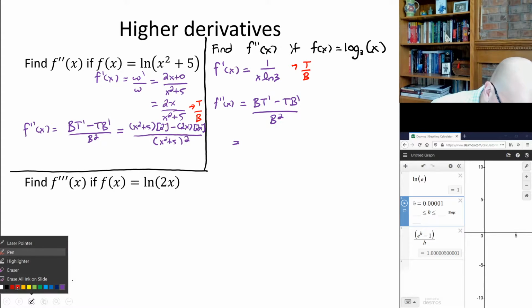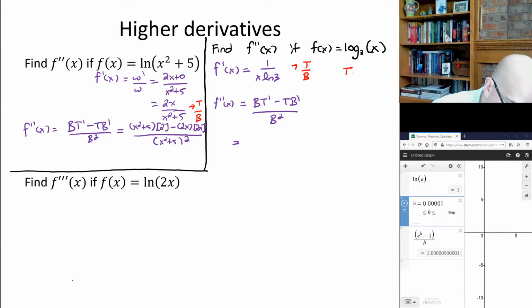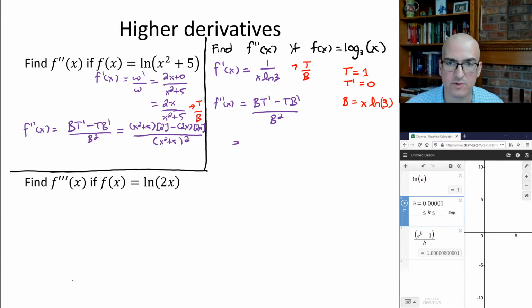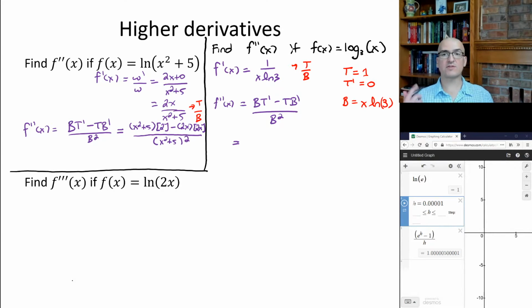And I'm going to do this calculation off to the side. t is 1, so t prime is 0. b is x times the ln of 3. What's the derivative of x times the ln of 3? One of the temptations might be to use a product rule, which isn't wrong. So x would be a, ln of 3 would be b. And then when you take the derivative of b, when you find b prime, the answer is not 1/3. The answer is 0. Ln of 3 is a constant.